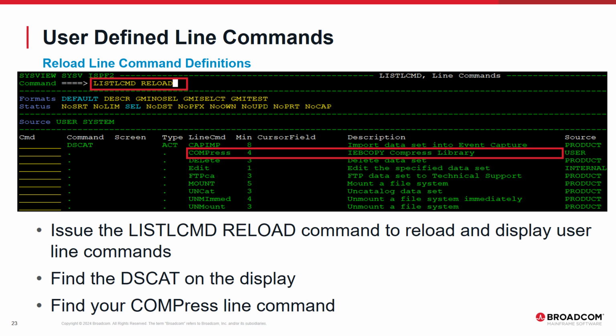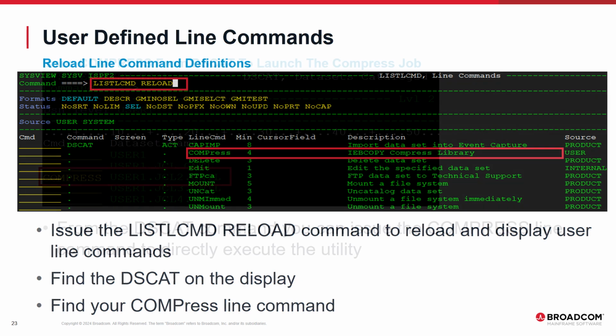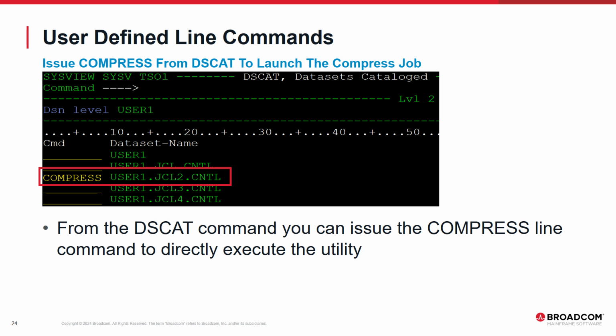Just as we did for the Brutus job definitions, we must reload our line command definitions. To do this, use the list LCMD command with the reload option. If you scroll down or do a find for dscat, you will see your new compress line command. Let's issue the dscat command. On a line containing a PDS that you want to test your new line command, issue the compress line command. Unlike the brew line command, your job will be submitted directly from here.